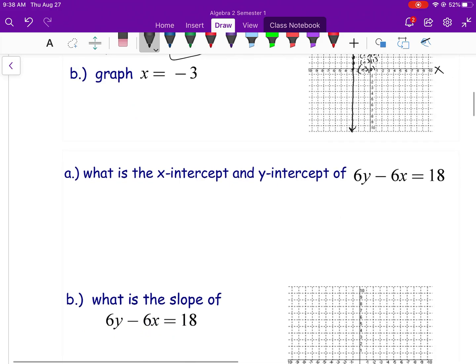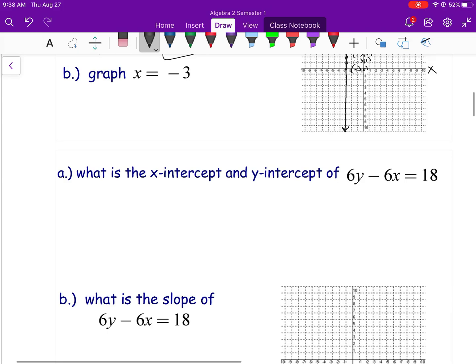Okay, so what is the x-intercept and y-intercept of the following equation? If you remember, an x-intercept is where it crosses the x-axis. Anytime it crosses the x-axis, your y-coordinate is 0. So in an x-intercept, the y-coordinate will always be 0. For a y-intercept, the x-coordinate is always 0. So we just got to find that missing coordinate for that point. We know one of the coordinates, so we're going to take that coordinate and plug it in.